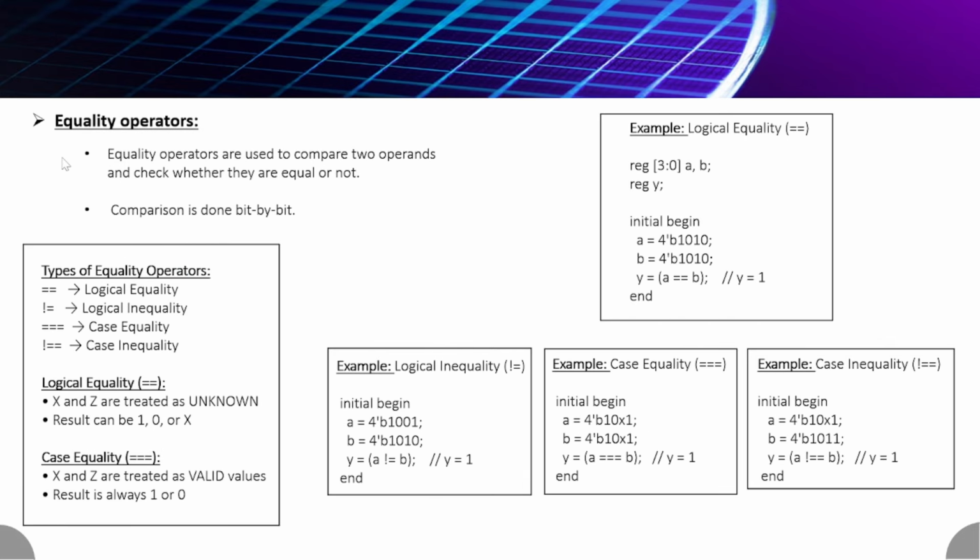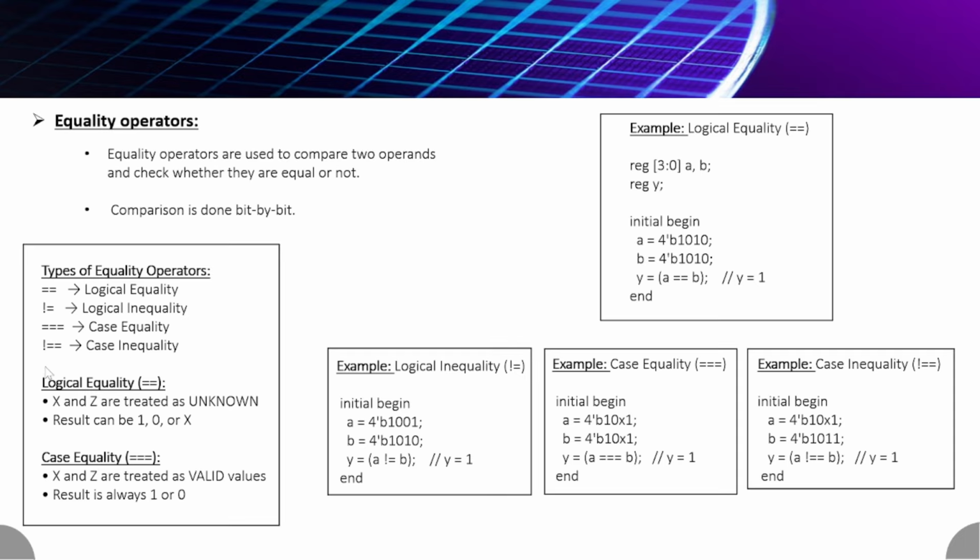Now let's move to the equality operators in Verilog. Equality operators are used to compare two operands and check whether they are equal or not. The comparison is done bit by bit. Verilog provides four types of equality operators: logical equality, logical inequality, case equality, and case inequality.